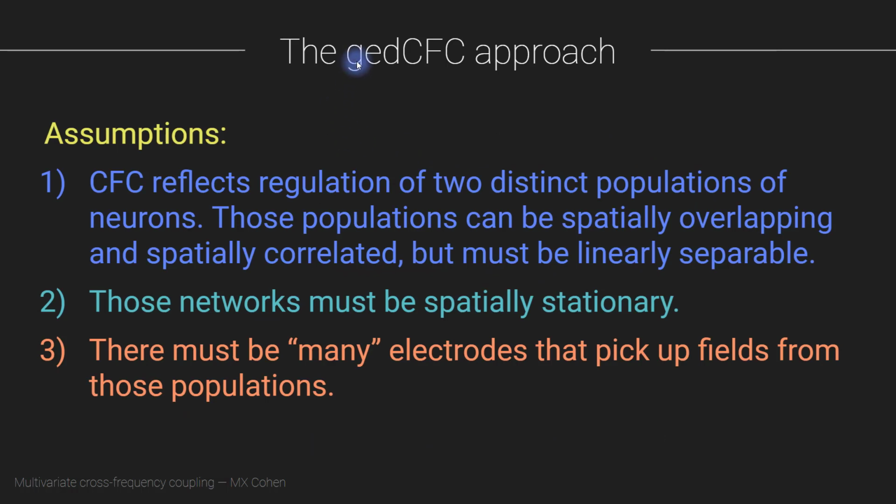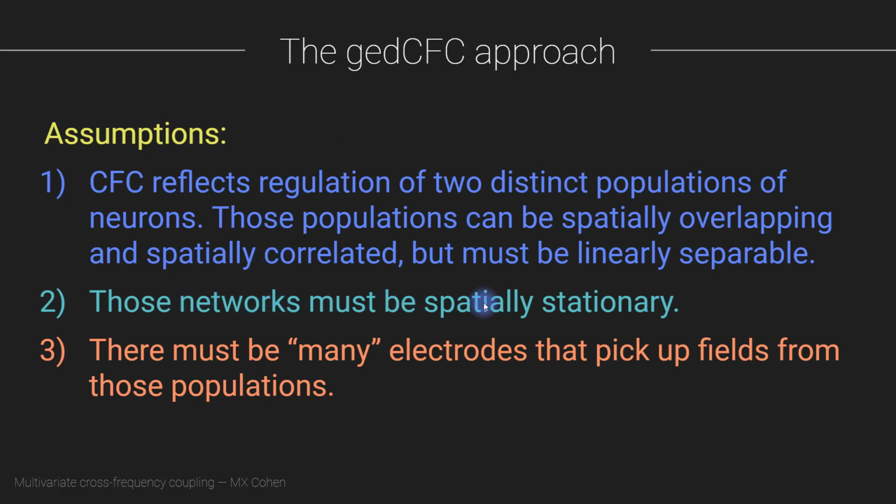Okay, so this approach, generalized eigendecomposition for cross-frequency coupling, relies on 3 key assumptions. One assumption I've already mentioned, and that is that cross-frequency coupling reflects the regulation of 2 distinct populations of neurons. They can be overlapping, but they cannot be exactly the same. They have to be at least partially spatially separable. They can be correlated, they can be overlapping, but they need to be linearly separable. And if this assumption doesn't hold, if it's exactly the same neurons that are generating the low frequency and the high frequency rhythms, then you have to use a different approach, basically. This approach won't be appropriate.